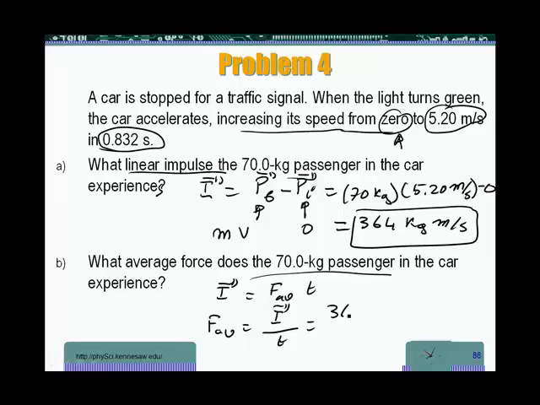So in this case, that's going to be 364 kilogram meters per second over 0.832 seconds. So divided. So that gives us 437.5 newtons. So that's the force that this person had experienced due to the acceleration of the car, the average force he experienced. Now that's not bad, that's less than his weight, that's not a very uncomfortable force.